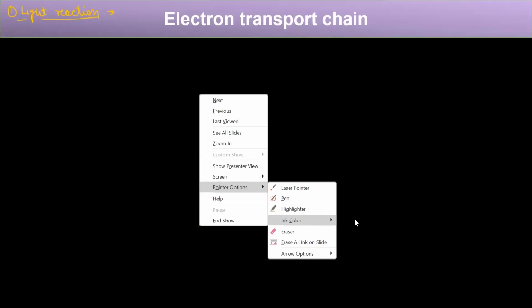In the light reaction, we'll start with the electron transport chain. So what is the electron transport chain? It comprises electron carriers. The electron transport chain comprises electron carriers.